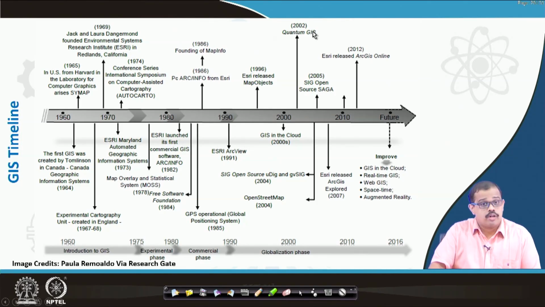In 2002, Quantum GIS was born. As I said, Quantum GIS is a free and open source software, and it is one of the very foremost and very good softwares in terms of handling any geographic information and spatial analysis of any data. Then you had SAGA GIS. SAGA GIS also is extremely good in terms of handling any kind of data models that are available in geographic information systems.